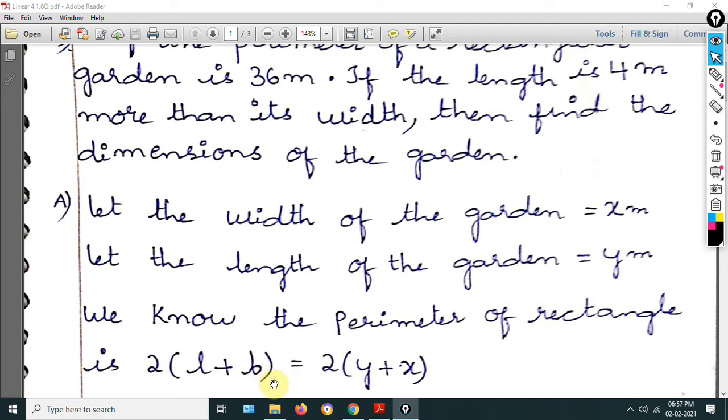So that only we are doing, equal to 2, so we are writing 2. Length, how much we took? Length we took y meter, so here we are writing y. Next, plus, we are writing breadth. Breadth is nothing but width only. How much we took? x meter, so we are writing x. So this much we have got as the perimeter of the rectangle.